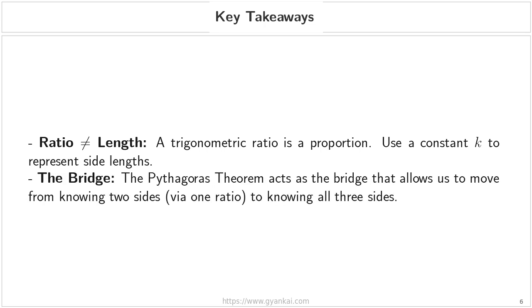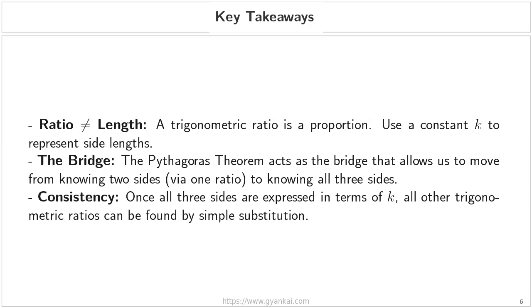Second, think of the Pythagoras Theorem as your bridge. This is the most critical part of the process. It is the tool that allows you to move from knowing only two sides, which is all a single ratio provides, to knowing all three sides of the triangle. Without this bridge, you'd be stuck with incomplete information.